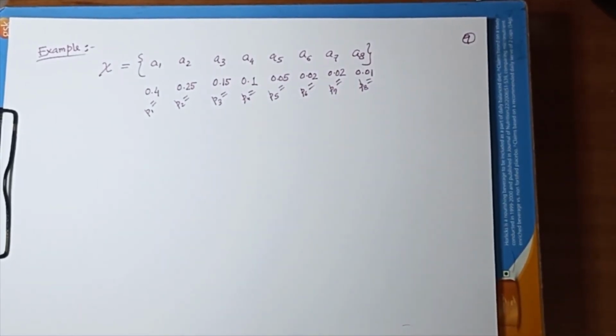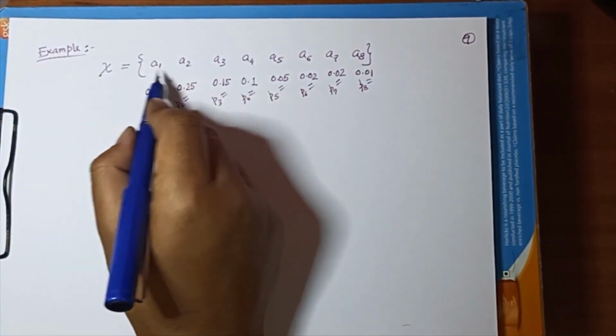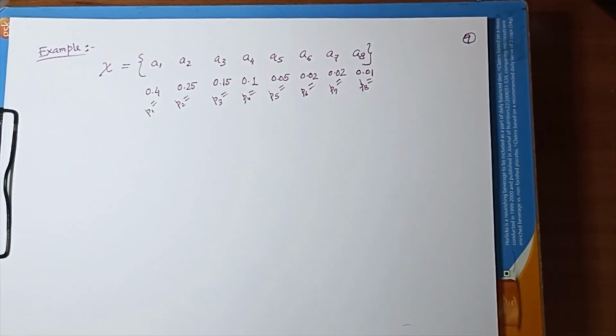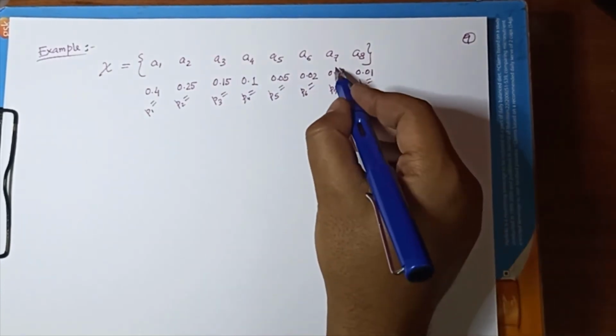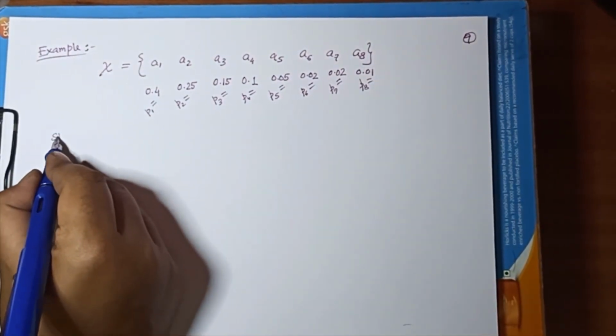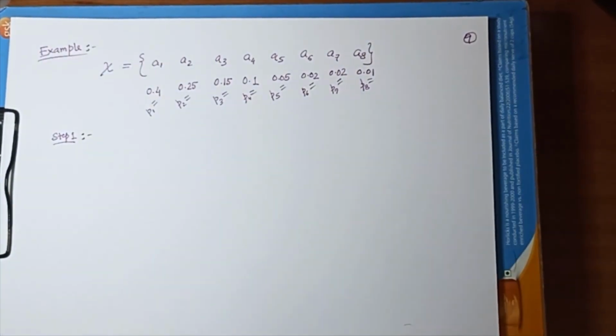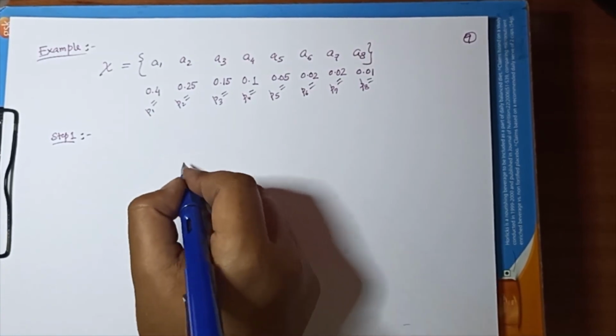So I expect that the lengths will be non-decreasing. So this will have the minimal length and this will have the maximal length. Okay. So how to proceed? Start with these two. So step 1. Start with P7 and P8.